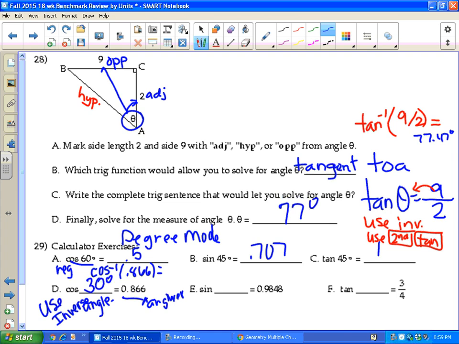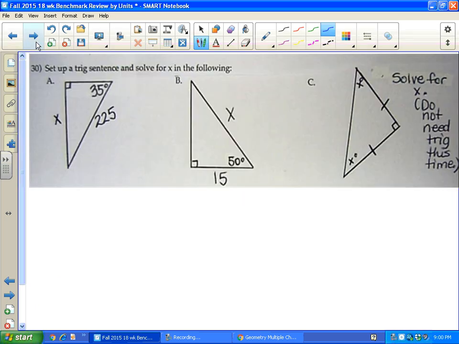So 30 degrees. All right, sine of what angle is 0.9848? I'm going to use inverse. I'm going to type it in as inverse sine of 0.9848. I'm getting 79.8, which is 80 degrees. Tangent of what angle is 3/4? I'm going to use inverse tangent of the answer 3/4 and type it in as 3 divided by 4. And I'm going to get 36.8, which is 37 degrees, rounded to the nearest degree. Those are our calculator exercises.